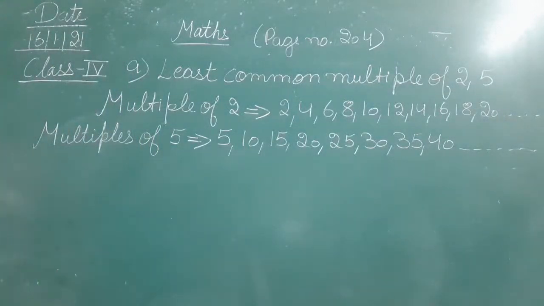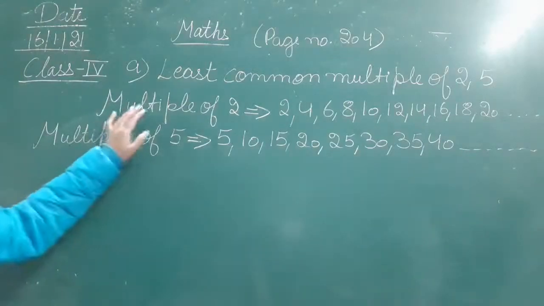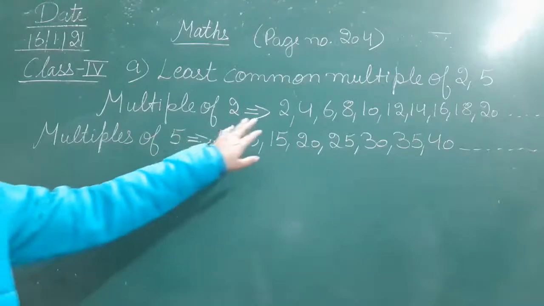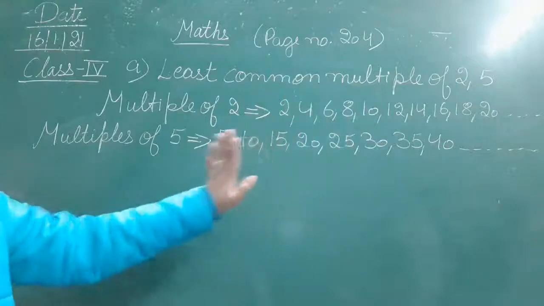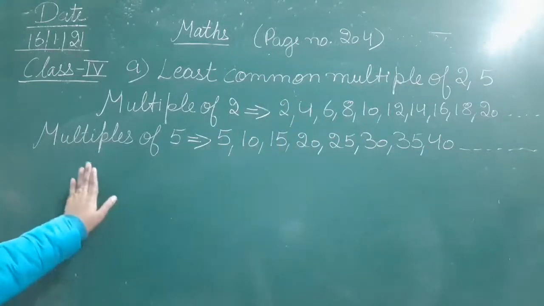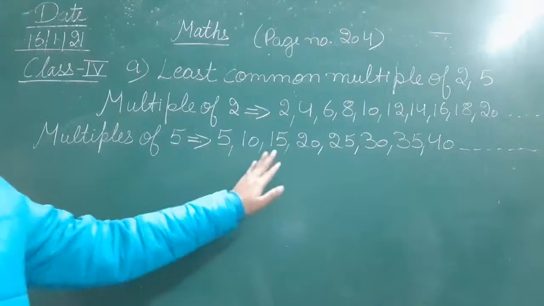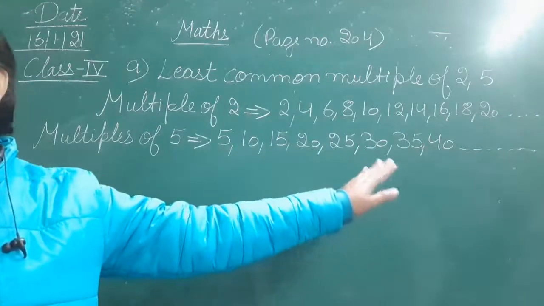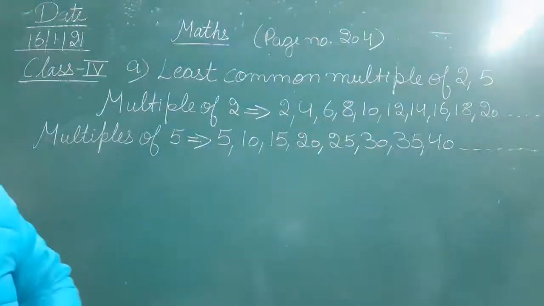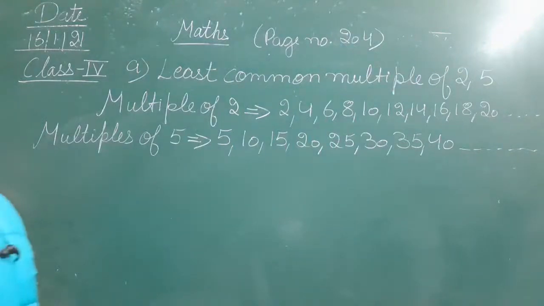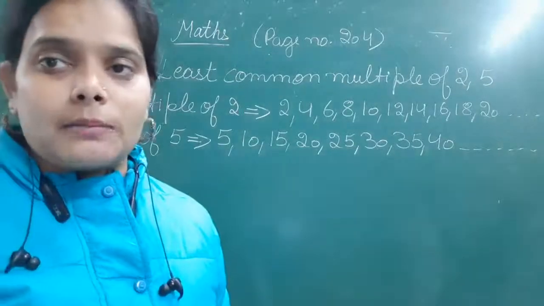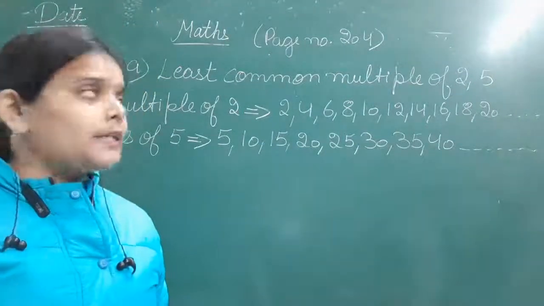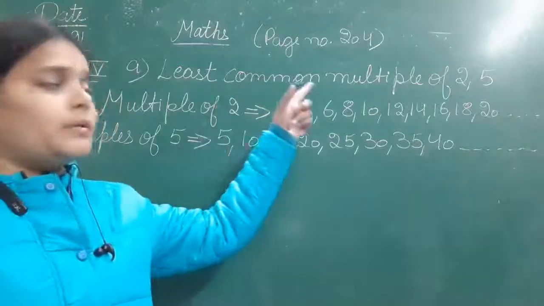So here we have calculated the multiples of 2 and 5. The multiples of 2 are 2, 4, 6, 8, 10, 12, 14, 16, 18 and 20, whereas the multiples of 5 are 5, 10, 15, 20, 25, 30, 35, 40, and so on. Because the multiples of any number are unlimited. Okay, factors are limited whereas the multiples are unlimited. Clear? And in this question we have to find the least common multiple.